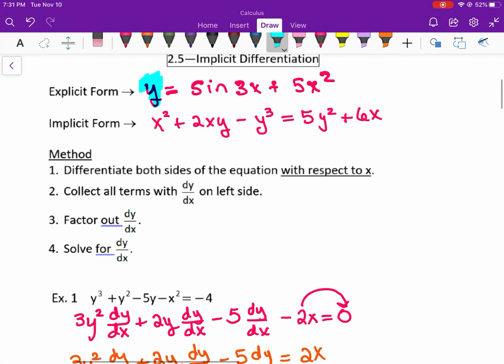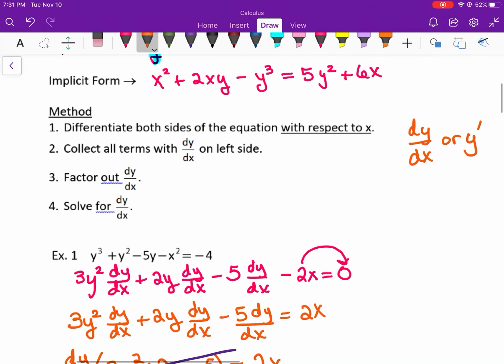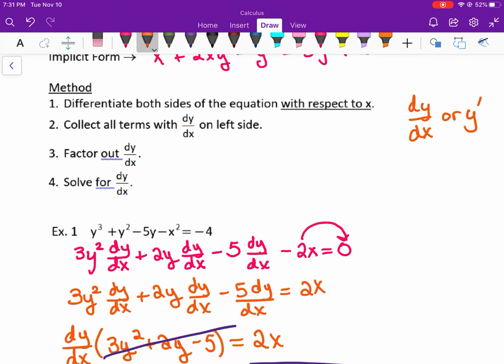So the method is right there. We're going to differentiate both sides with respect to x. That means when we differentiate x, it's just normal. That's what we've always done before. But anytime you differentiate a y, you're going to back it up with dy over dx, or the notation y prime. We're going to collect all the dy over dx's on one side. We factor them out, and then we solve.